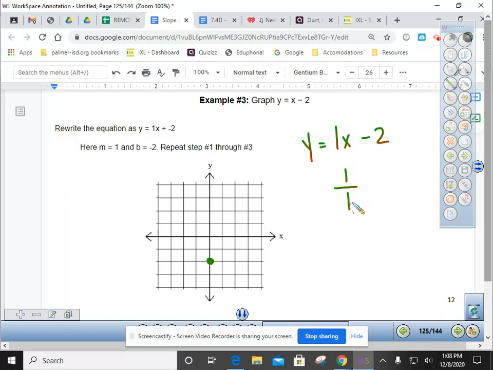1 over 1. Our slope is 1 over 1. So it's that easy. We're going to rise 1, run 1, and put a dot. When you do that, do you see that it's going to cross at every intersection? Yes. And then take your handy dandy ruler and connect the dots.